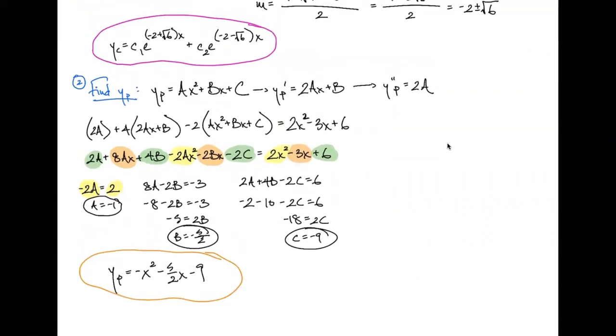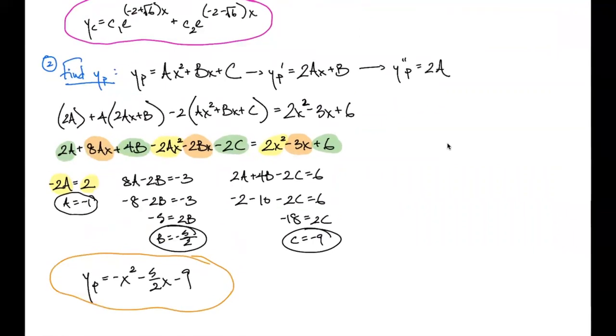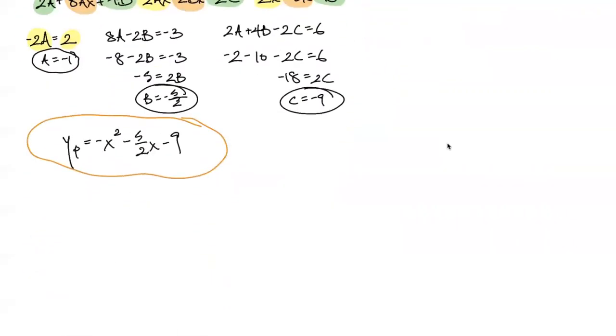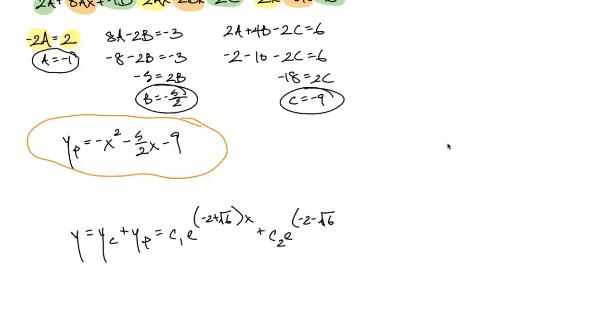All right, so we've got our y sub c in the pink, our y sub p in the orange, and we want to make sure we write that final solution. We're going to take y sub c and we're going to add y sub p. I know it's a lot of writing. I try and model this because I'm doing all this writing too, right? So y equals y sub c plus y sub p. And so we end up with c1e to the -2 plus √6x plus c2e to the -2 minus √6x.